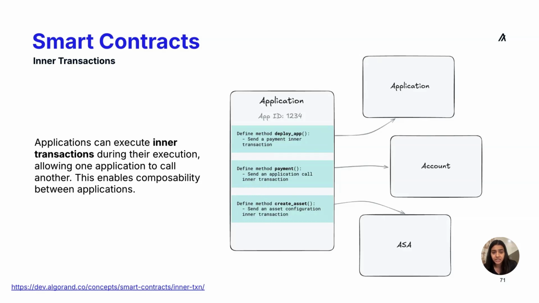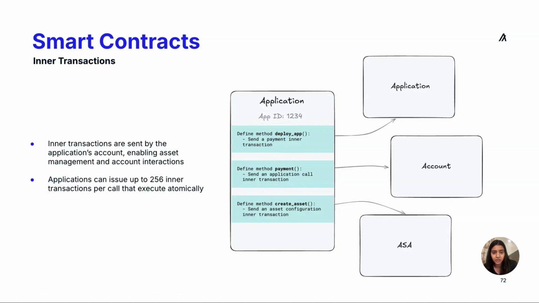Remember that application account we talked about earlier? Inner transactions are sent from that account. So, if your smart contract decides it needs to send 10 algos to someone, it uses an inner transaction to send that payment from its account. The system is designed to be very powerful. Each smart contract call can execute up to 256 inner transactions, and they all execute atomically. That means either all of them succeed or none of them do. This gives you incredible reliability for complex operations.